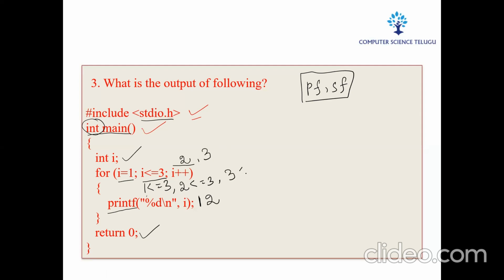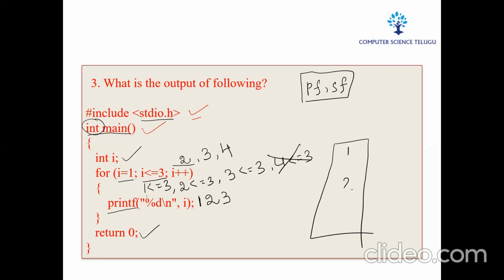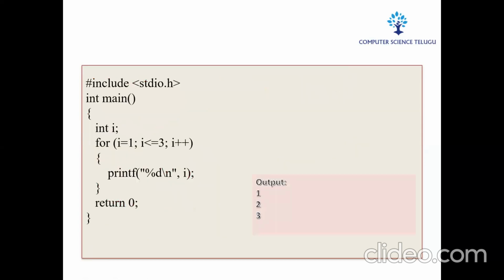3 less than or equal to 3, the condition is true. Again it will print the i value, that is 3. Again i will be incremented by 1, which is 4. So 4 less than or equal to 3 is false. So what is the final output of this program? That is 1, 2, 3. Now you see on the screen, 1, 2, 3. This is the output of the program.